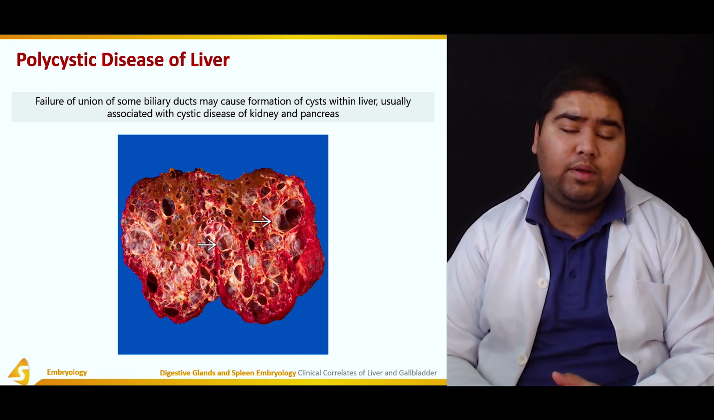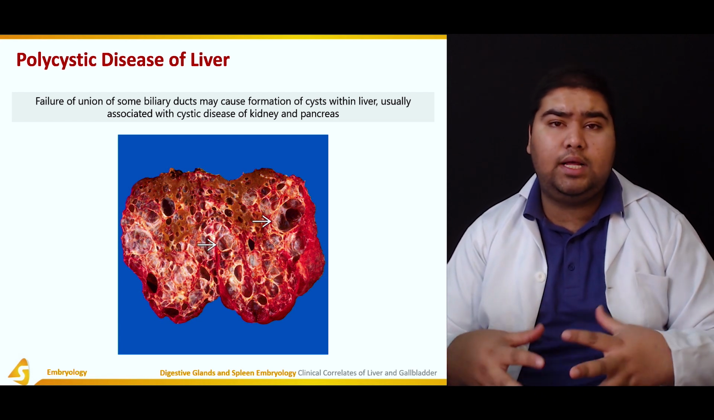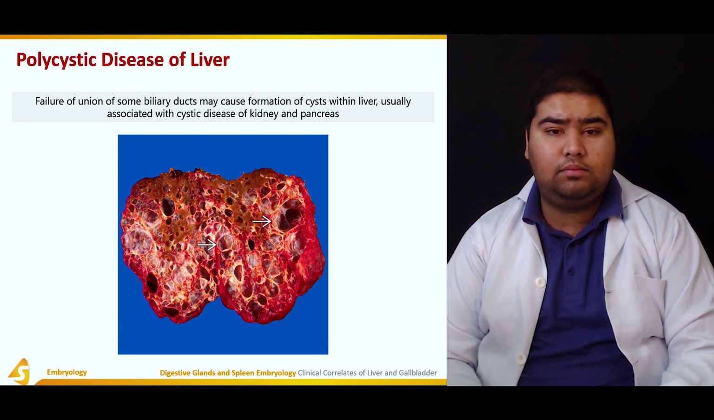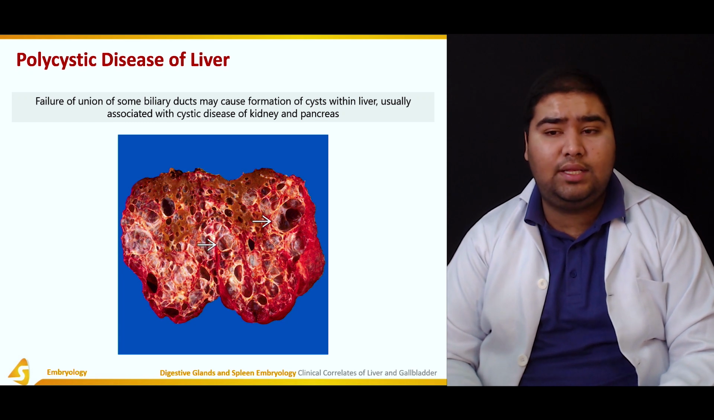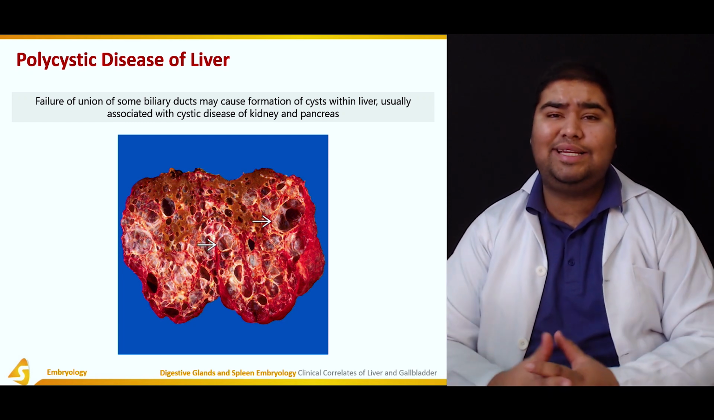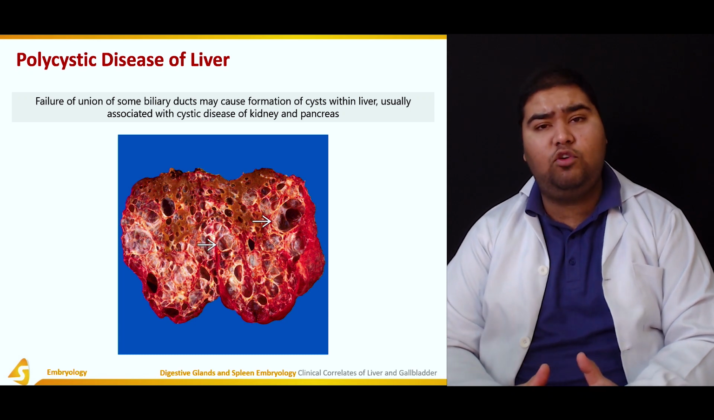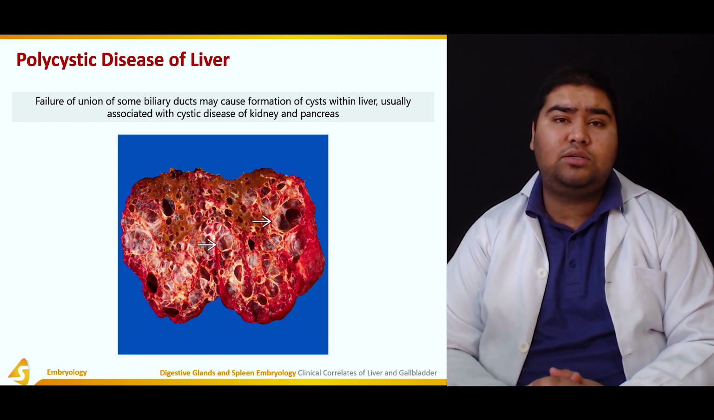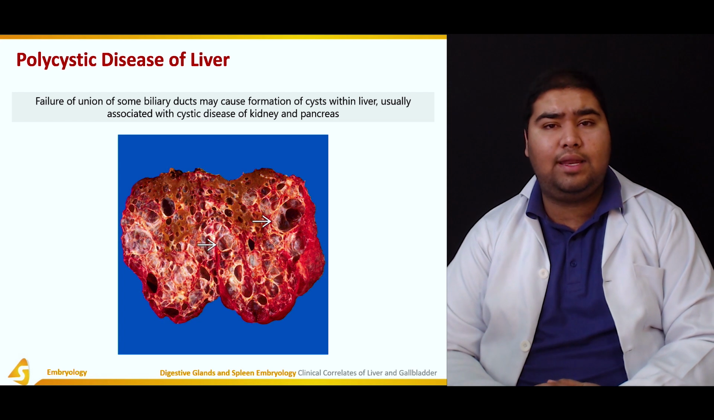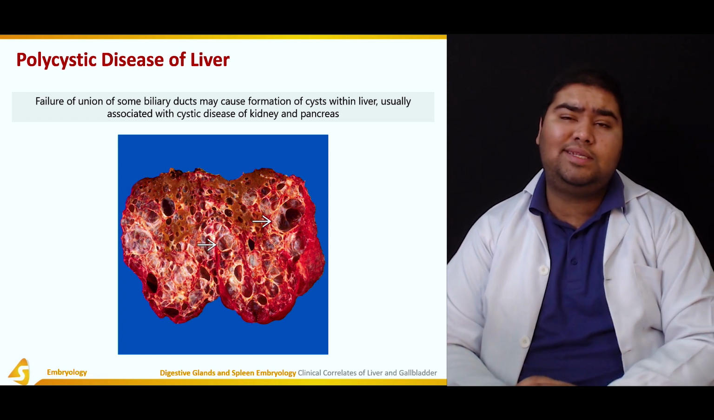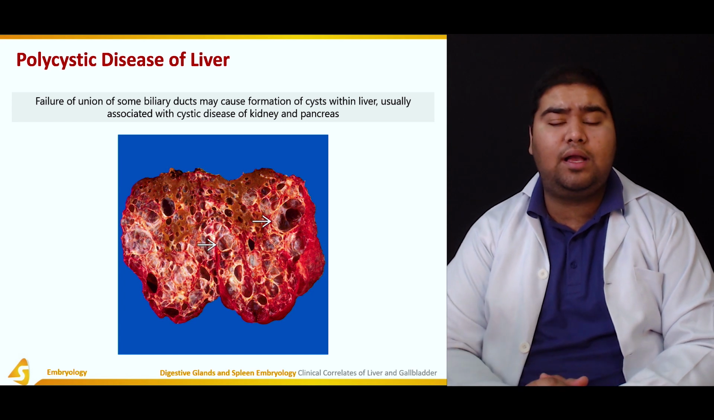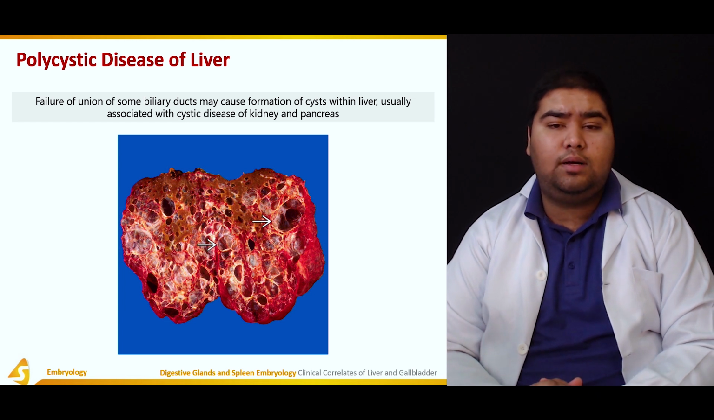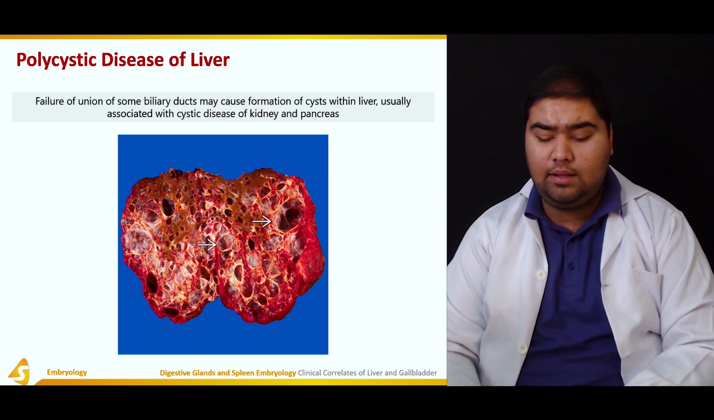So biliary ducts are there, but they fail to unite, as a result of which there is the formation of cysts within the liver, because the fluid content would be accumulating within these ducts, which are not connected to other ducts. So they would be blind-ended channels in which this fluid or the bile would keep on collecting, and usually this is associated with the cystic disease of the kidney and the pancreas. So mostly this polycystic disease of the liver is not an individual occurrence, but it occurs in unison with the polycystic disease of the kidney as well as the pancreas.